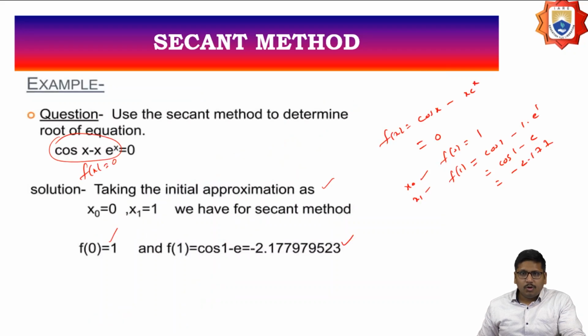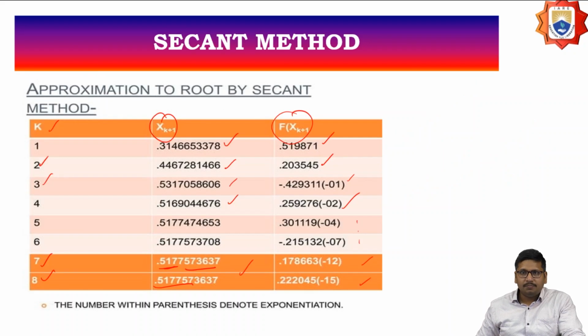Suppose I consider an example by taking the function f of x, where f of x is cos x minus x into e to the power x. By substituting the values x0 and x1, I get two values initially. So this is the initial step that I do in this secant method.